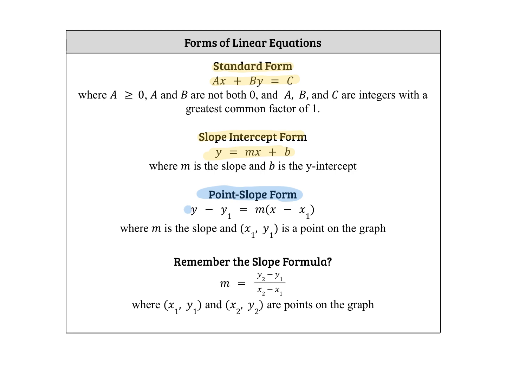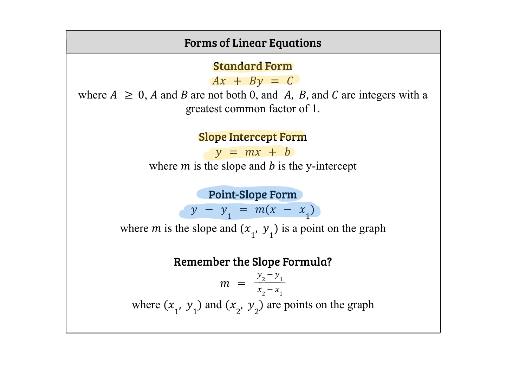So the equation is y minus y1 equals m times x minus x1, where m is the slope and (x1, y1) is just any point on the graph. This form is really nice because it's a little more broad. All you need for this form is the slope and 1 point on your graph. If you're in slope-intercept form, it's the slope and that specific point, the y-intercept. So this is a really useful form for us when we're just writing a linear equation.